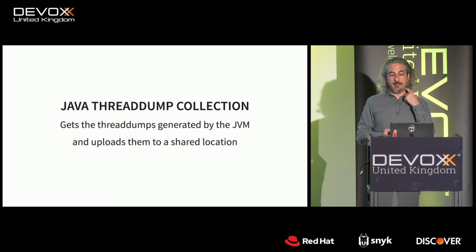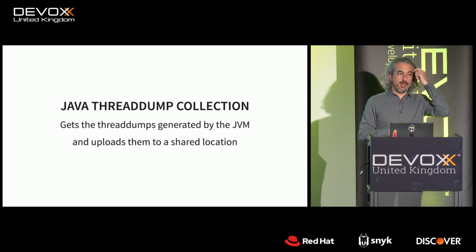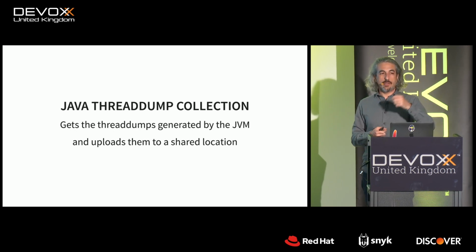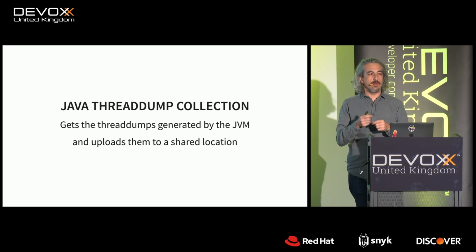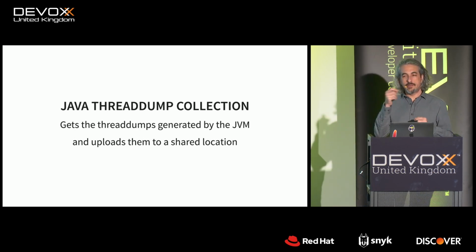Thread dump collection, something similar. We can generate thread dumps from the JVM. Those are stored in a shared location, and this other container, if there are new files, ships them to a shared location.